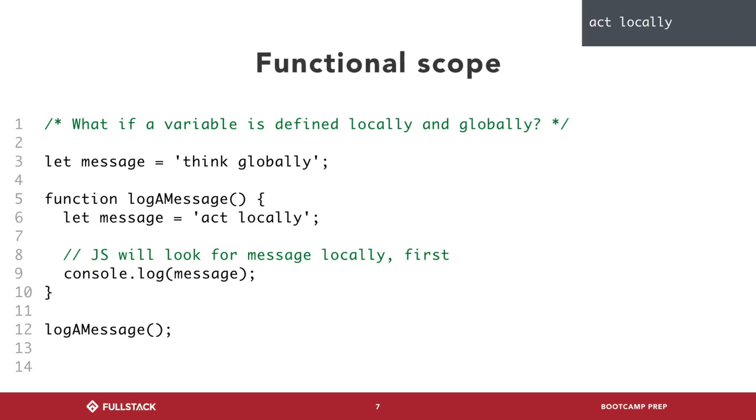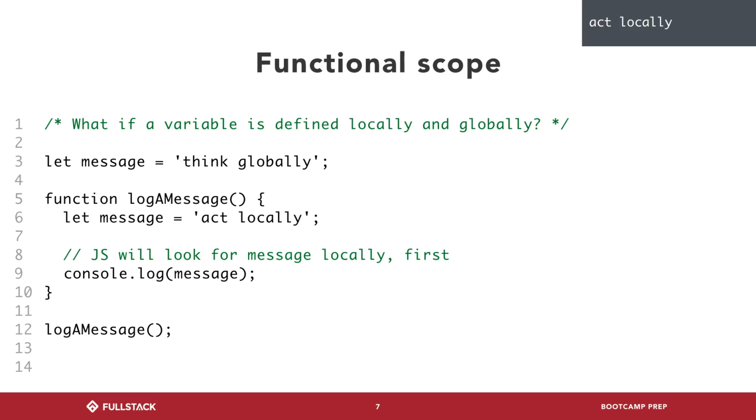So I just want to caveat by saying, when I look at line 3, think globally, I'm creating a variable called message. Lines 5 through 10, I'm creating a function called log a message. But line 12 is where I actually run this log a message function. And when I run line 12, I jump back into line 5, and that's when I create this message inside log a message, and I define it as act locally. And then on line 9 here, I console log out message.